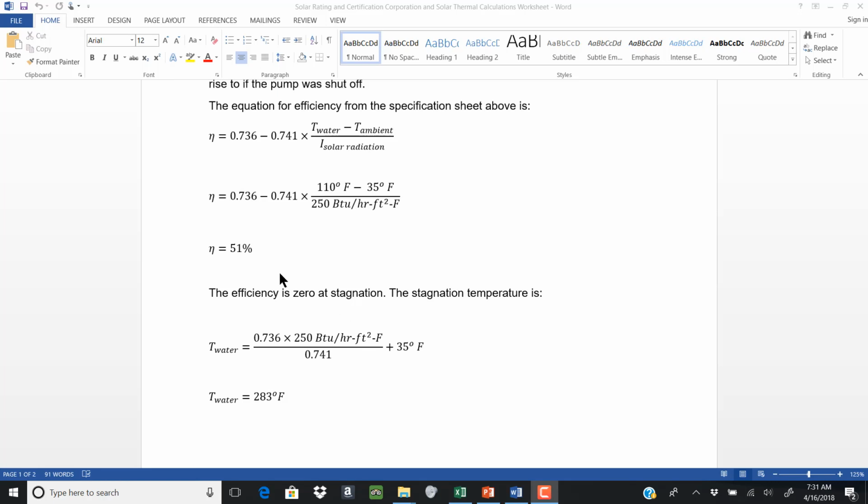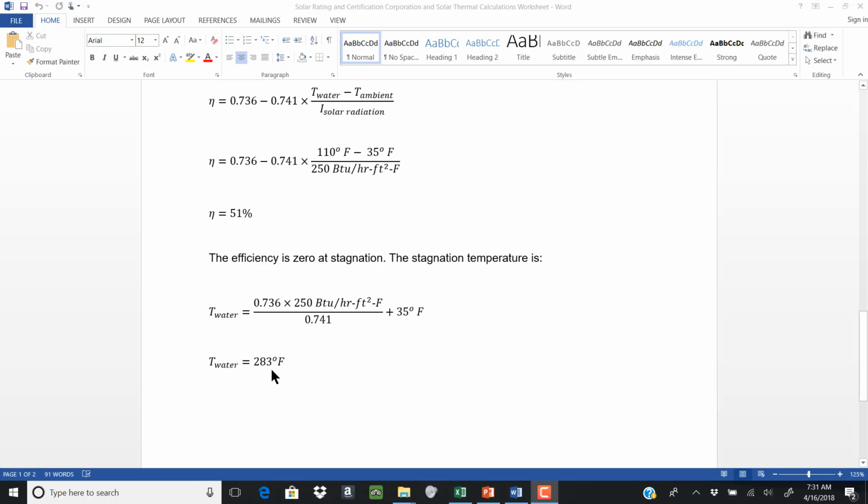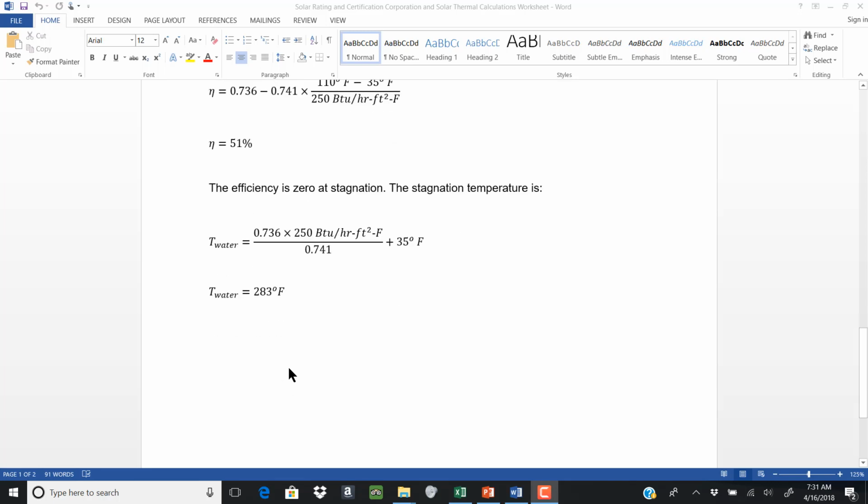So, setting the efficiency equal to 0, doing a little bit of algebra, we have the water temperature is equal to 0.736, that's our y-intercept, multiplied by the solar radiation, 250 BTUs per hour per foot squared, divided by the 0.741 and its appropriate units, plus the 35 degrees Fahrenheit, which gives us a stagnation temperature of 283 degrees Fahrenheit.